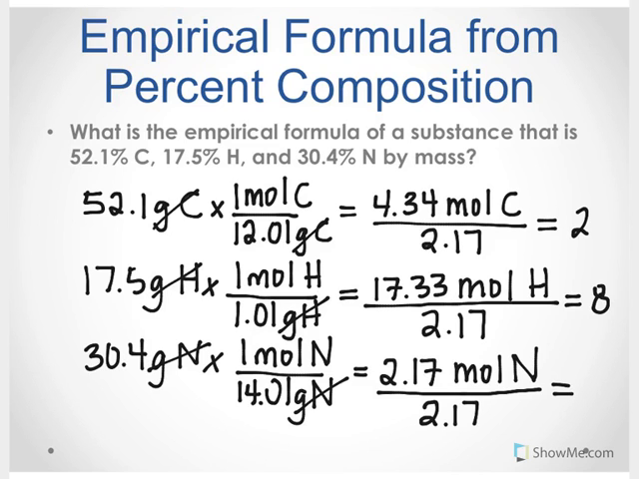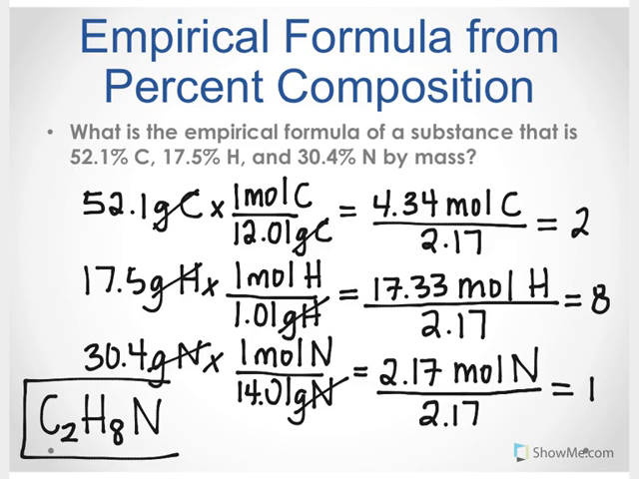And then 2.17 divided by 2.17, of course, is 1. So given this, now we have simple whole number ratios. And because one of our values is 1, we know that these can't be reduced any further. And so if we write the empirical formula in this case, it would be C2H8N. We don't use the subscript 1, so we would just leave it as N. And this would be the empirical formula.